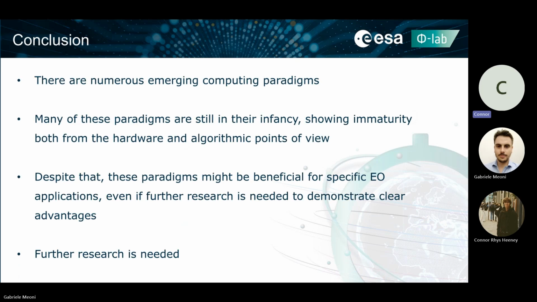So to conclude, there are numerous emerging paradigms nowadays. They are very interesting from a fundamental point of view, and they might be beneficial not for the whole of Earth observation, but for a specific set of applications. Today, they are still in their infancy, so they are immature from the hardware and algorithm perspective. So it's still too early to draw any conclusion. But nowadays, for sure, further research is interesting in those paradigms.